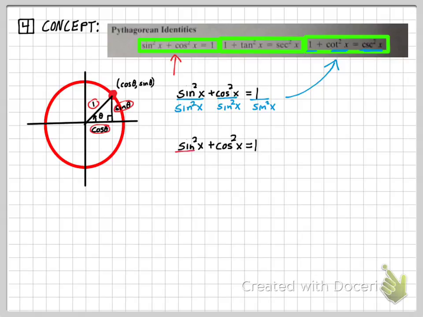And as you might imagine, if I start over again, and this time I divide through by cosine squared, as long as I do the same thing to all three terms, I'll get something equivalent. Sine squared over cosine squared is tangent squared. Cosine squared over cosine squared is 1, and 1 over cosine squared is secant squared. So you can see how that little trick leads to the third formula.